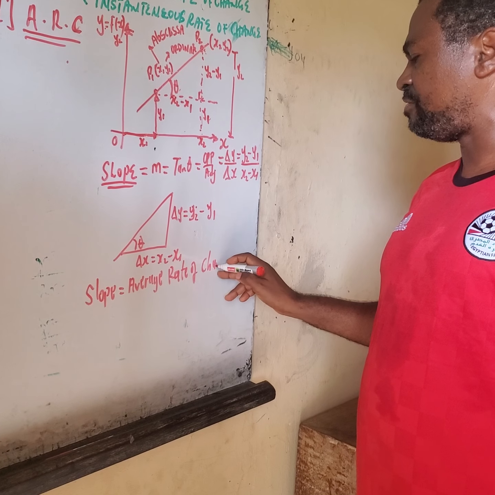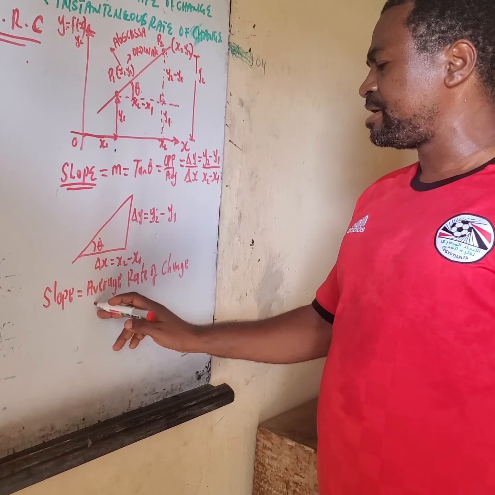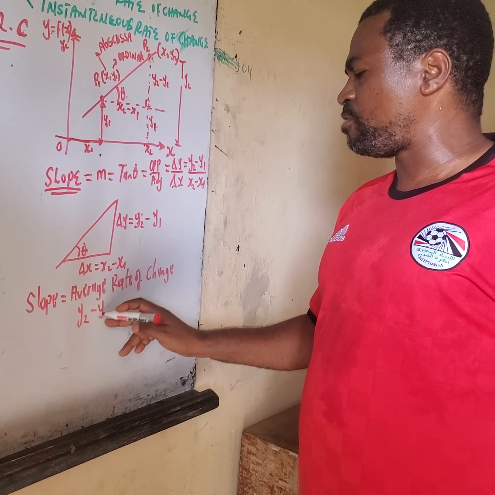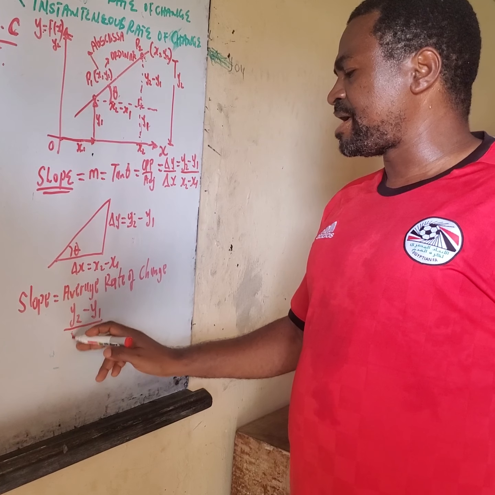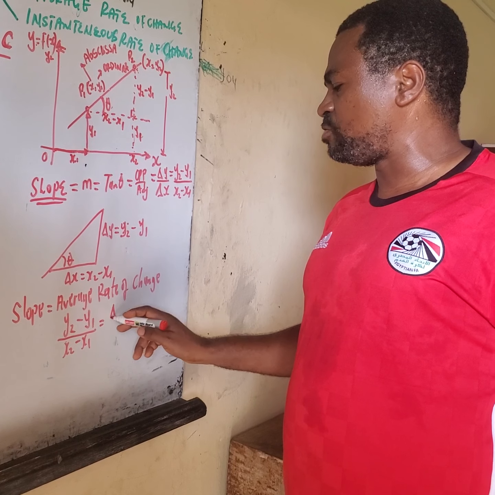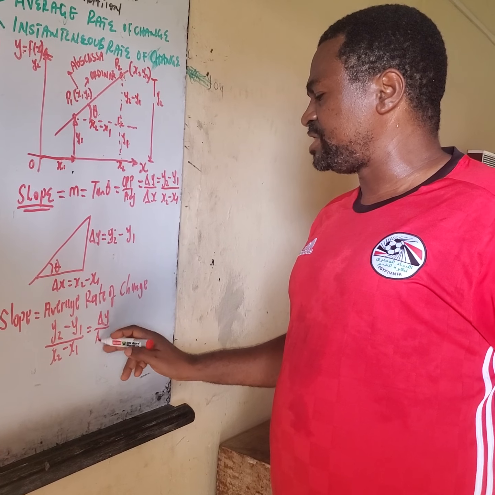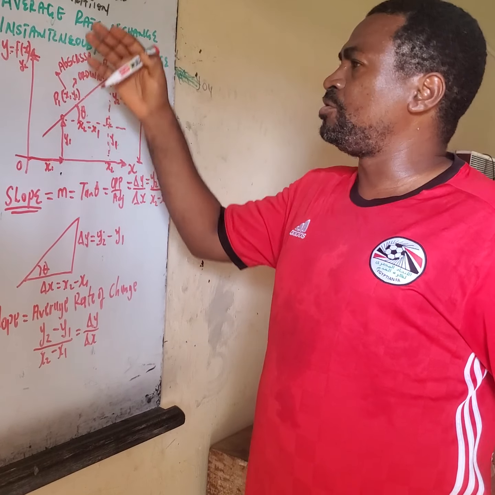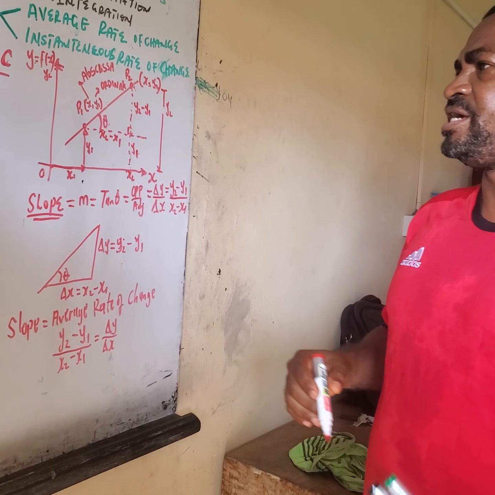So the average rate of change now is simply y2 minus y1 divided by x2 minus x1, and it's written in summary as change in y divided by change in x. So that is the average rate of change.